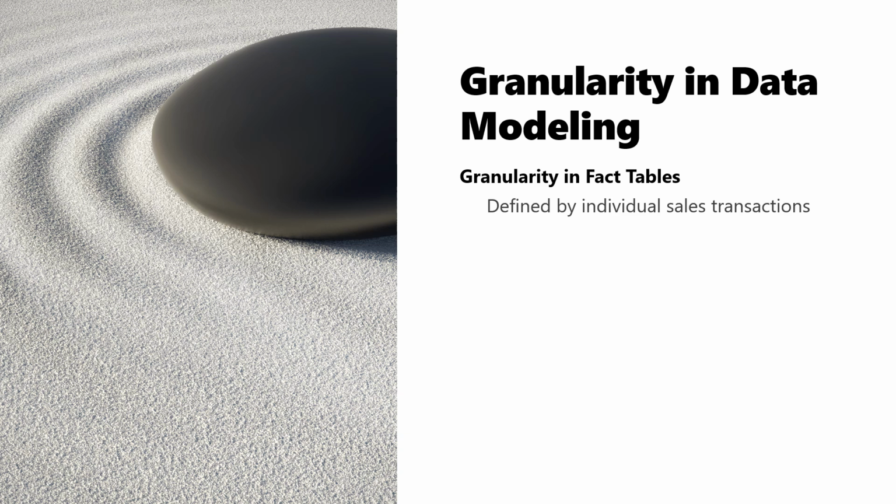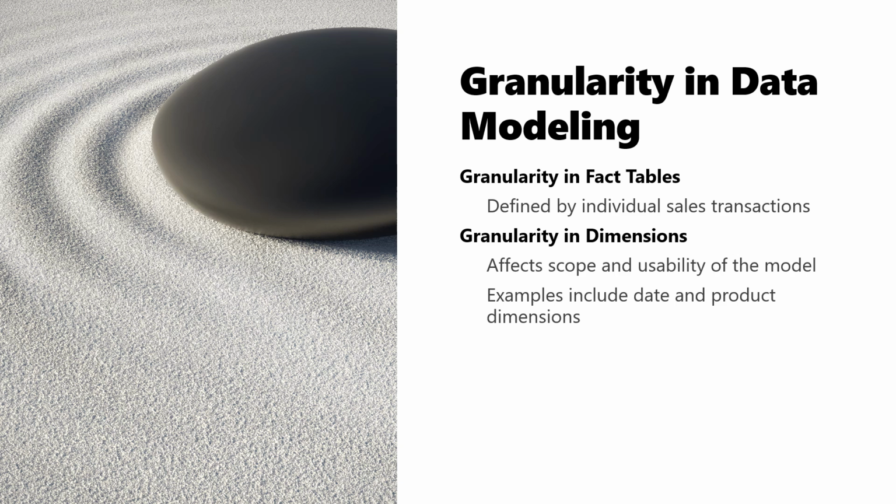Now, moving on to granularity and dimensions, which influences the scope and usability of your model. Dimensions like dates or products add context to your fact data. For example, a date dimension might let you analyze data by day, month, quarter, or year. Similarly, a product dimension can help you evaluate sales performance by categories, brands, or individual items.